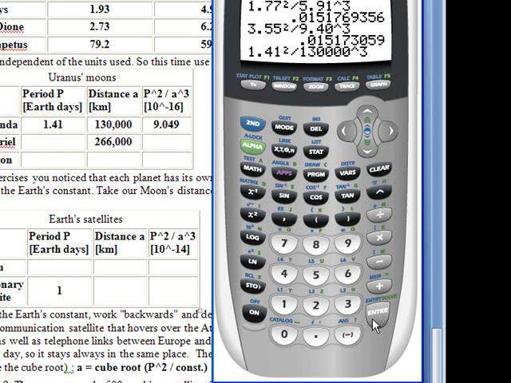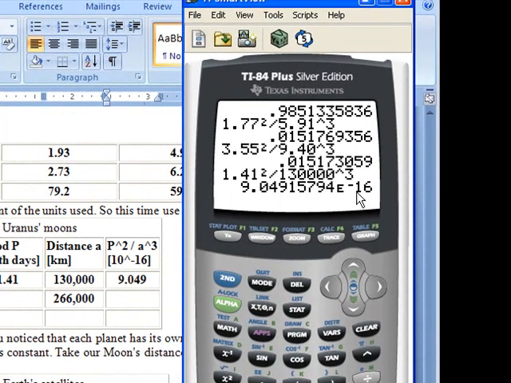I'm using kilometers. So the constant I come up with is actually really tiny, 9.049, and then 10 to the negative 16. That means that the decimal is shifted 16 times to the left, and you have all these zeros in between. But this is what you're going to write down: 9.049, and then I already put on top 10 to the negative 16, so you don't have to write that down again. And of course, for Umbriel and Oberon, you're supposed to come up with virtually the same thing.